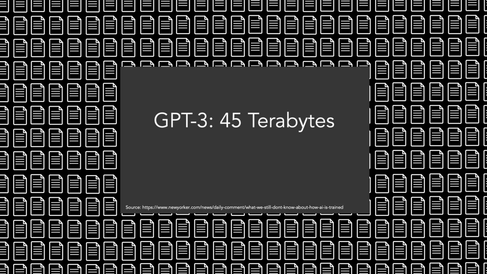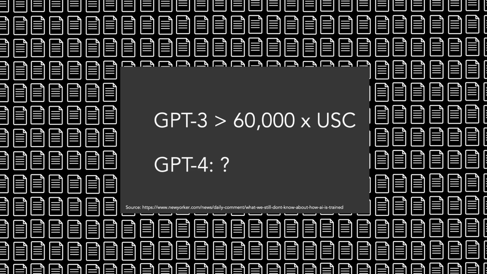GPT-3 used the training dataset of 45 terabytes. For scale, that's over 60,000 copies of the United States Code with no file compression. And the size of GPT-4's training dataset has not been disclosed but is speculated to be much larger. This data can include anything: news articles, social media posts, recipes, blog posts, anything that can be inputted into the model. You may have heard a lot of different terms thrown around, such as deep learning or large language model, but what do these actually mean?